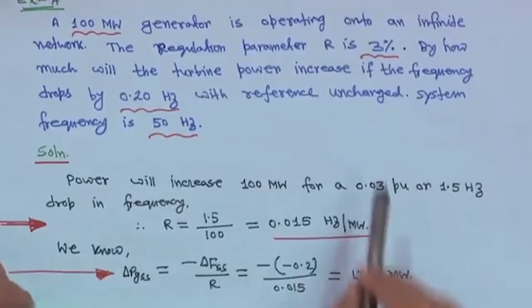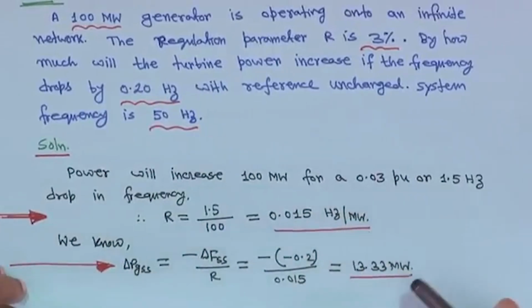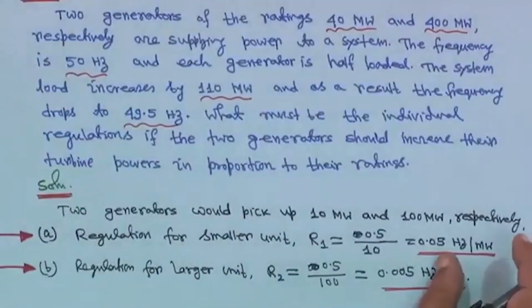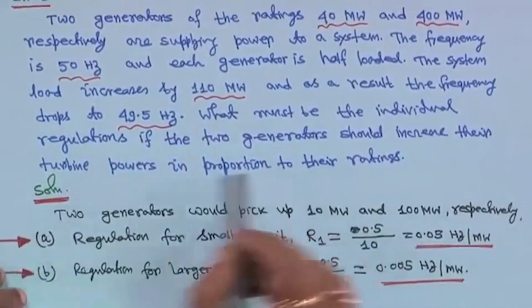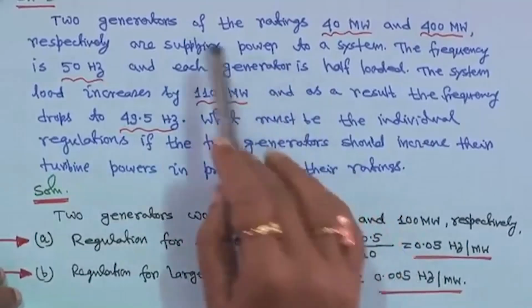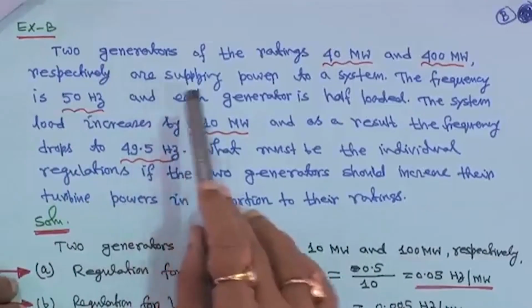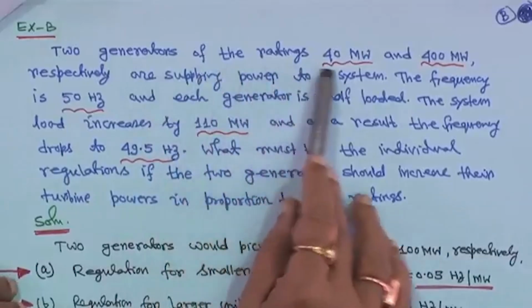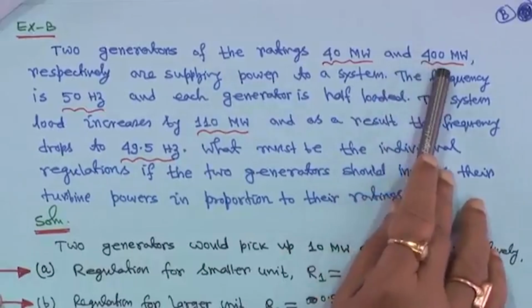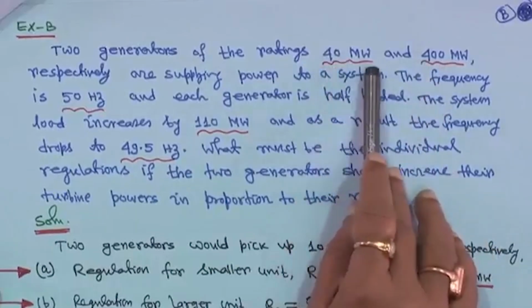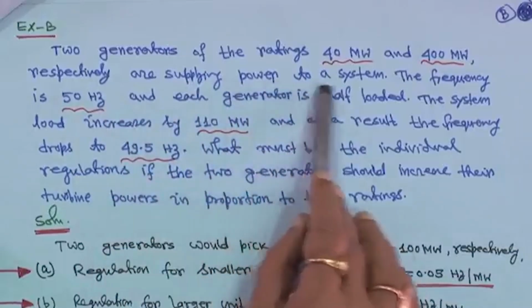So these examples are not difficult, they are simple, only a little bit of understanding is required. Now look at this example. It is also a small example, but so many things are written. It is example B. Two generators of the ratings 40 megawatt and 400 megawatt, that means the rating of one is 10 times more than the other, are supplying power to a system.